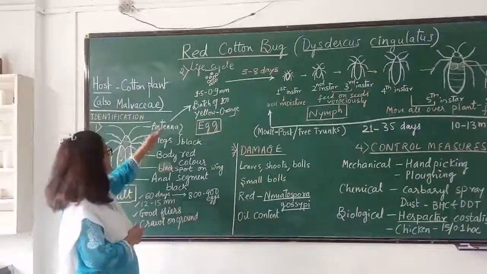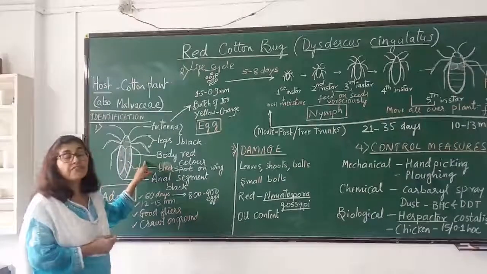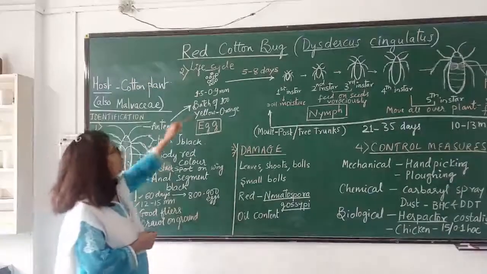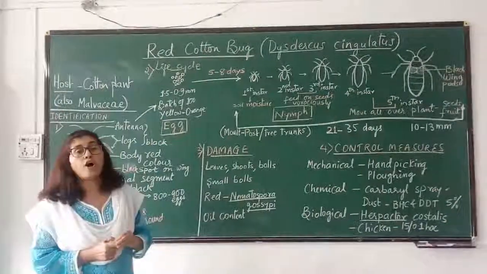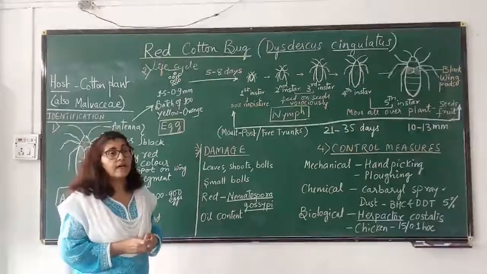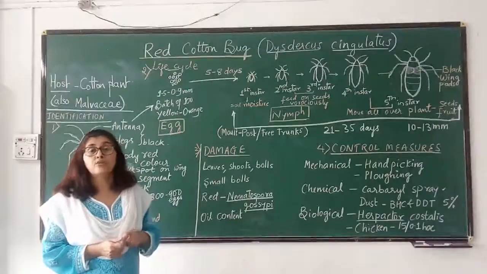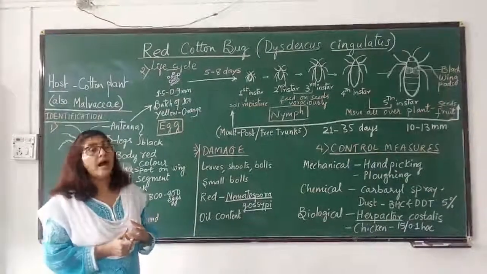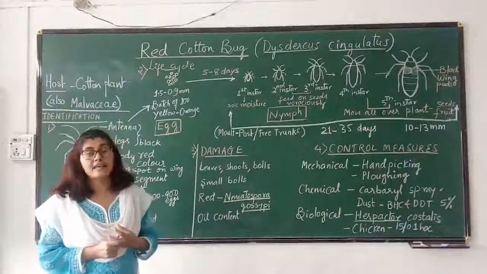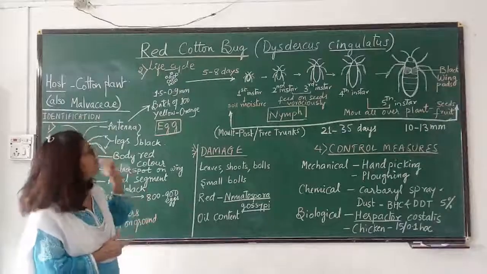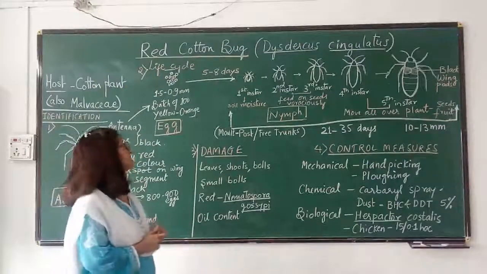The next point is life cycle. So the adult female lays a batch of 100 eggs in moist soil or in plant debris, because the eggs need moisture to hatch, and even the first instar nymph needs moisture to survive. It is very essential. Therefore, eggs are laid in moist soil or moist plant debris.